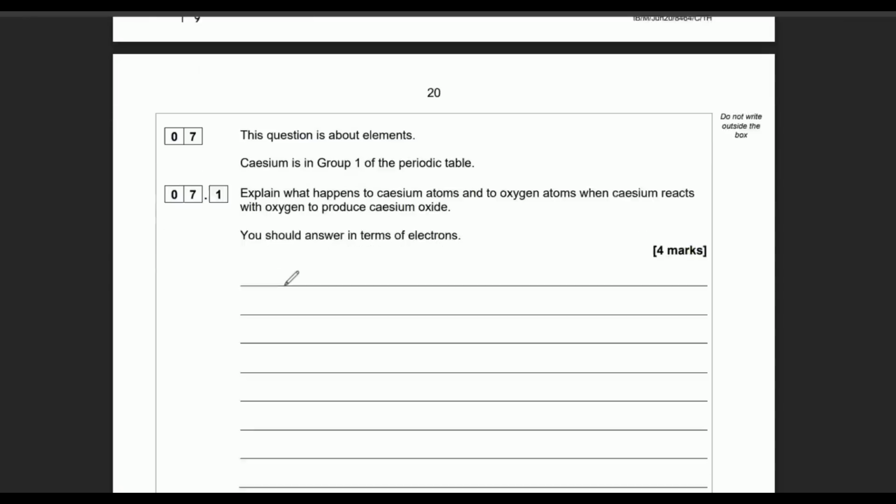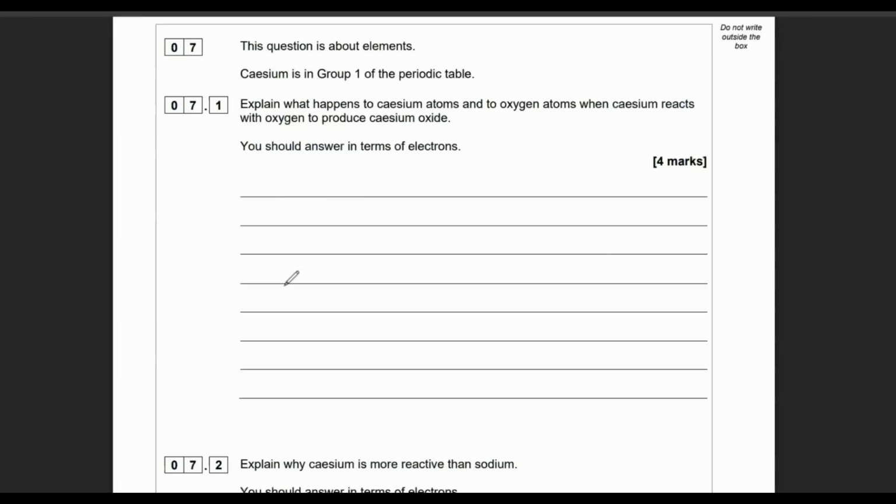Gotta say, this was a tricky paper, and that's why you must do all of the papers before you hit the exam. This question's about elements. Cesium is in group 1 of the periodic table. 7.1, explain what happens to cesium atoms and to oxygen atoms when cesium reacts with oxygen to produce cesium oxide. You should answer in terms of electrons.